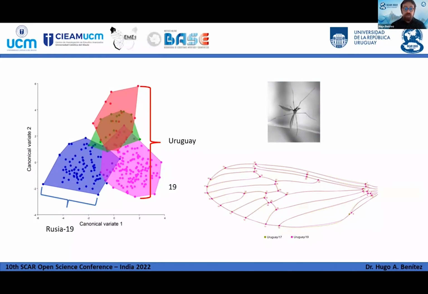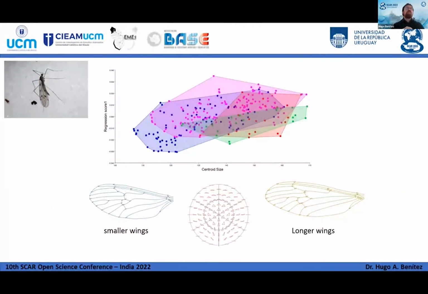And also 2019 from Russia also has a very different morphology. This is very, very interesting for us because these flies could have wings very similar to the station. There are not many differences in kilometers, yet they can have this very rapid morphological change.